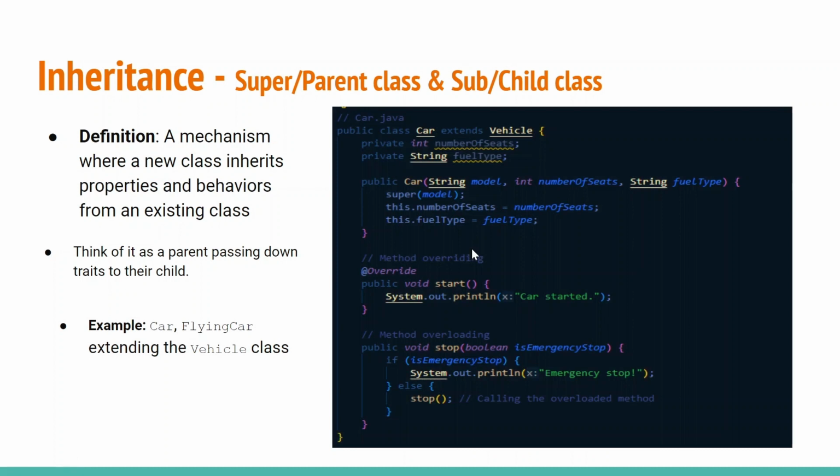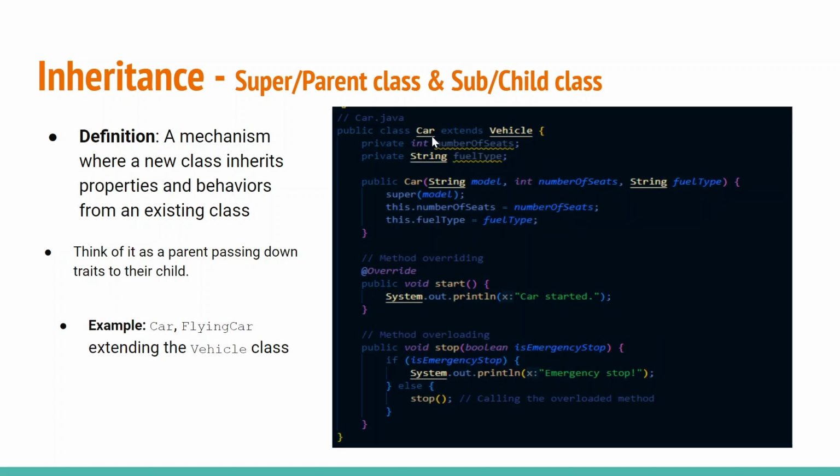Let's look at the example. This car class extends vehicle. So in this example, vehicle is the super or parent class, and car is the sub or child class. Because car is a subclass of vehicle, it inherits the attributes that are defined in this vehicle class, and it can also call some of the methods based on the access modifiers that are defined in this vehicle class.